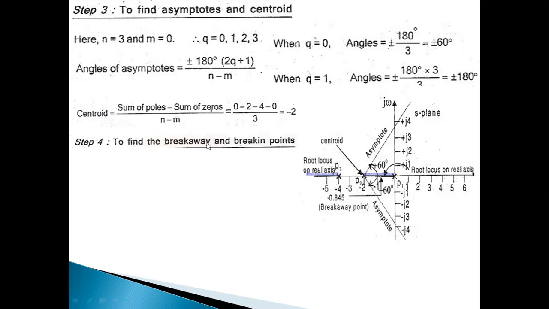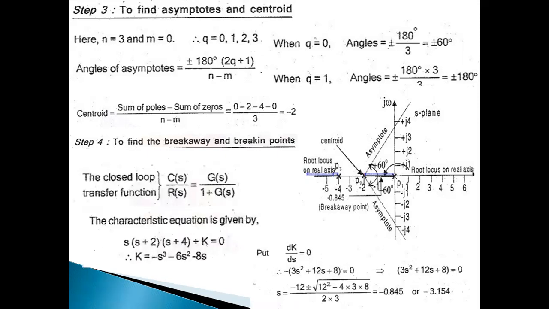To find the breakaway points, initially we have to take the closed loop transfer function. The characteristic equation means 1 plus GH is equal to 0, the denominator polynomial. Okay, no need to represent all this.